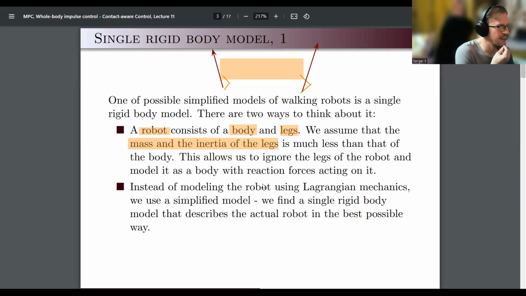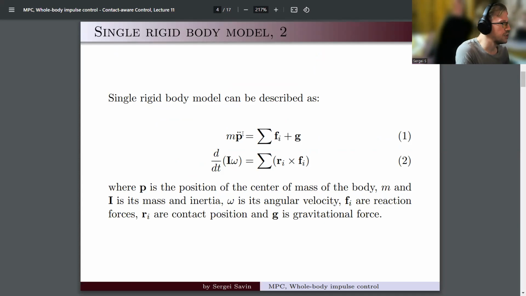So you can see the two approaches are roughly speaking talking about the same thing. Either your legs are already so light that they don't contribute much to the dynamics, or you create an artificial single rigid body that acts the same as the whole robot overall. But in both approaches, you find a rigid body model to replace the robot. By the way, sometimes people call it a potato model because you think about your robot as a potato, like a single thing in space without legs.